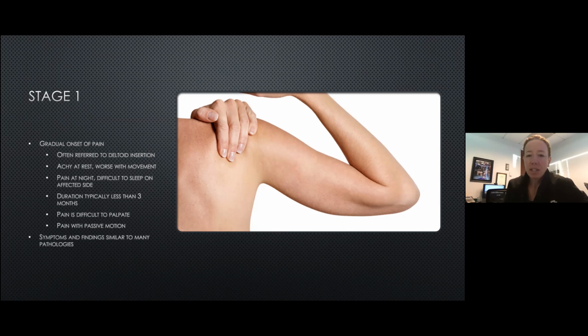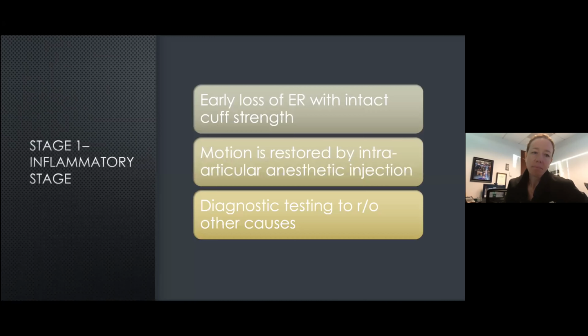And everything I just listed there could be associated with almost any shoulder pathology. So this is one of the reasons it can be difficult to identify this as the pathology and why it's considered a great imitator. But in stage 1, what's happening is they're starting to lose a little bit of, as Dr. Meyer pointed out, external rotation specifically. The rotator cuff is usually intact, meaning that their strength is intact. And if you, at this stage, inject just lidocaine or any type of intra-articular anesthetic, you can restore that motion pretty easily. It's pain that's causing the limitation.